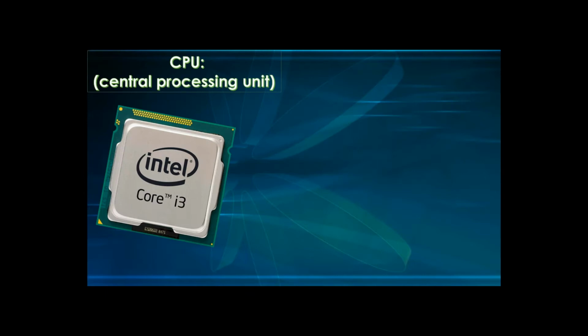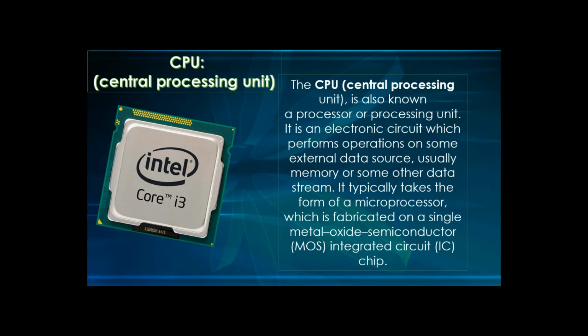CPU. CPU stands for Central Processing Unit and we call it Control Processing Unit too. CPU is also known as a processor or processing unit. It's an electronic circuit which performs operations on some external data source, usually memory or some other data stream. It typically takes the form of a microprocessor, which is fabricated on a single metal oxide semiconductor. In short, we call it MOS. And what about integrated circuit? In short, we call it IC chip.